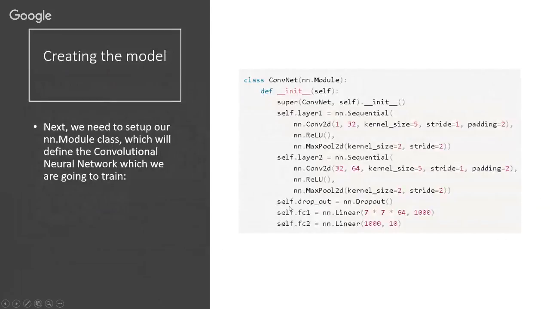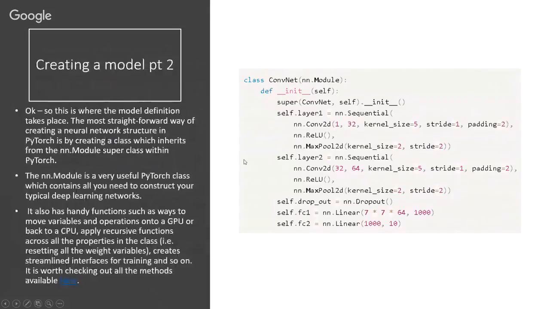So let's create the model. We set up our NN model class, which will define the convolutional neural network which we're going to train. So this is an overview, and I'll go through it step by step. This is where the model definition takes place.